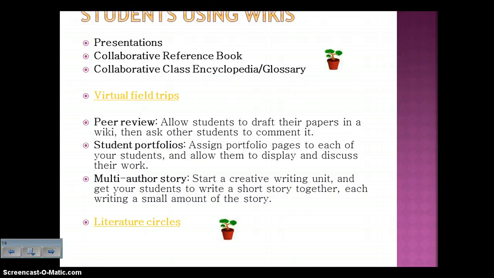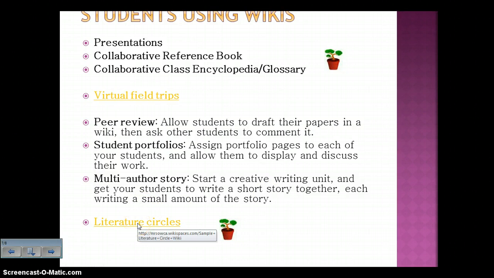So other suggestions, peer review. You can allow students to write their papers on the wiki and have others comment on it. Student portfolios, you have one class wiki. Off to the side, each student has their own page where they can upload their work throughout the year for everyone to see. Have a multi-author story. You can decide on a topic and what you want to write about, and then have each student maybe write a paragraph. One student works on it one night, the next student writes the next paragraph.